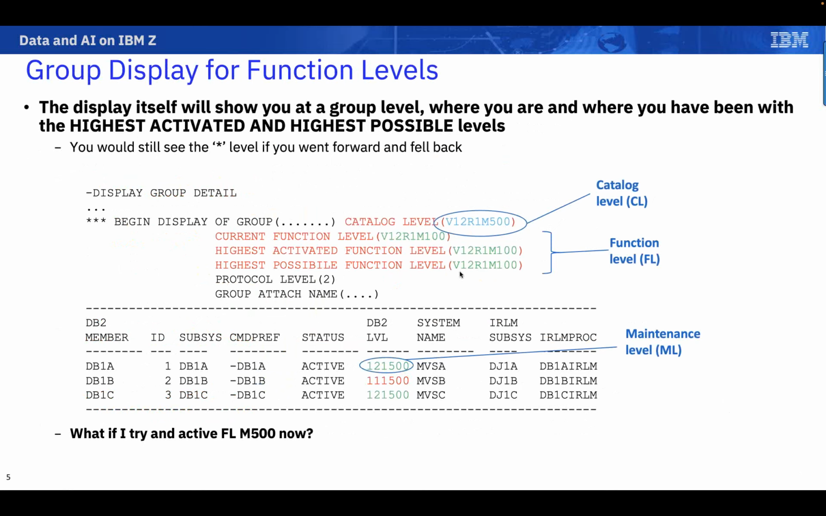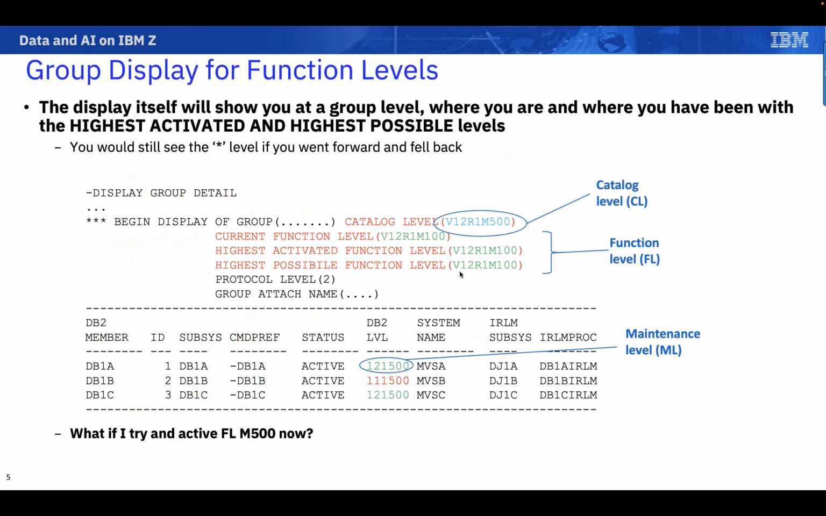And right now we have 2 members at function level 500 and 1 in version 11. If it's 510, you'd see 510 there, and you'll easily be able to see that. And then at the top is your catalog level, so you can see where your catalog level is in comparison to everything else, what function level you're at, your highest function level you can get to, as well as your current function level.